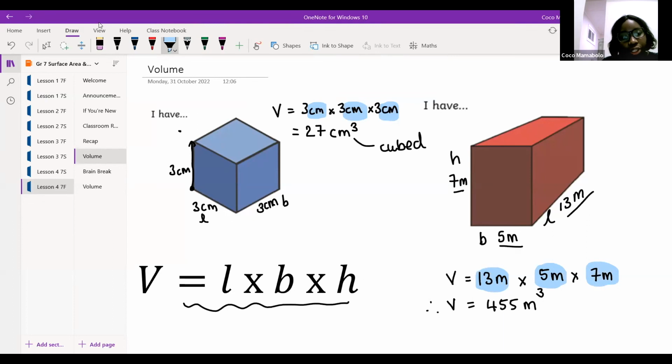Now all I have to do is go to my calculator and type in 13 times 5 times 7. And how much do you get? 455. Exactly, 455. Because we've been calculating in meters, all we need to do is write meters and then cubed, to the power of 3. We put the 3 as the exponent. Okay, are we okay with this? Yes, thank you. All right, well done.